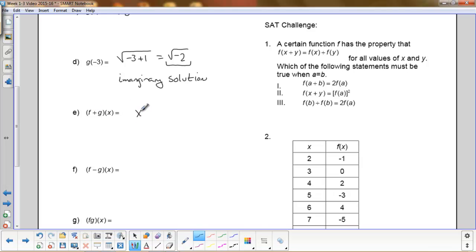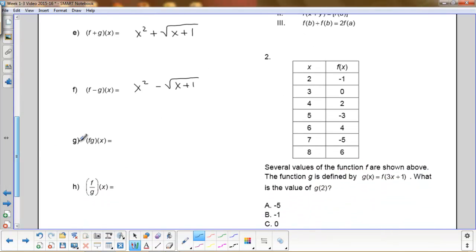So it's going to be x squared plus the square root of x plus 1. Nothing to combine here because I have no like terms, so this is my final simplified form. Likewise, x squared minus the square root of x plus 1. Nothing to combine here. Likewise, x squared times the square root of x plus 1. Nothing to combine here, so I'm finished. And now I have x squared divided by the square root of x plus 1.